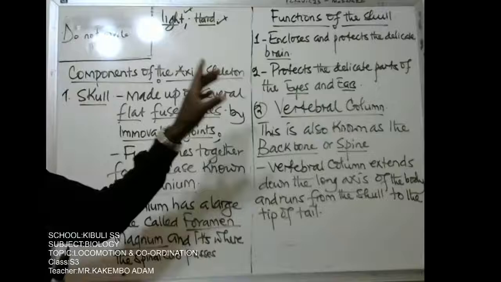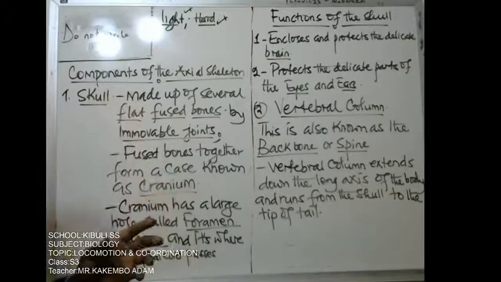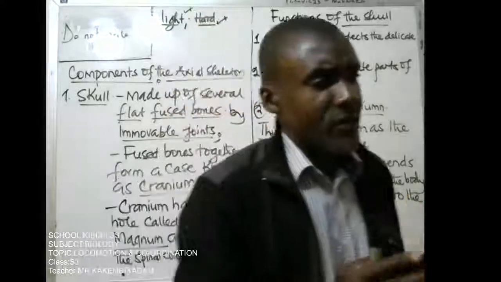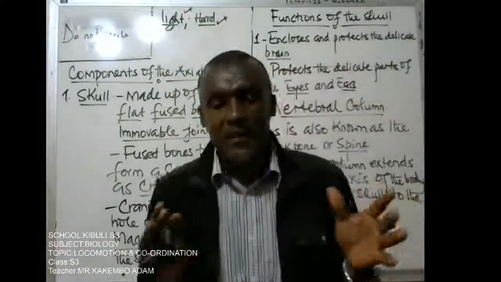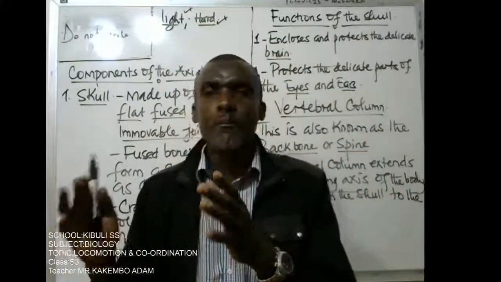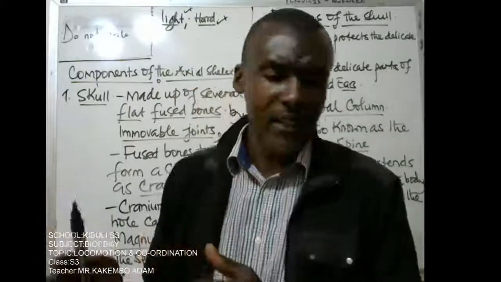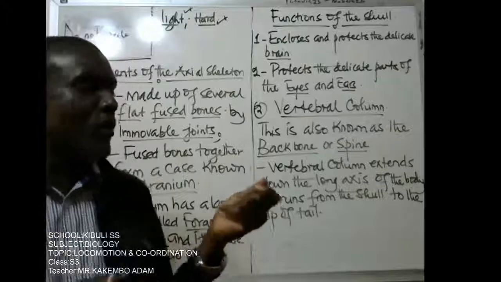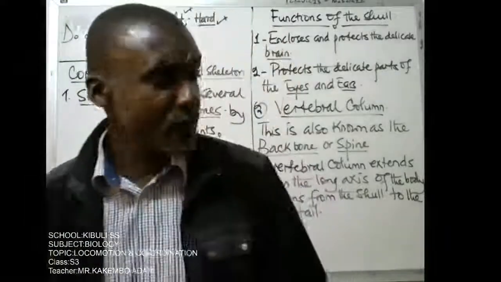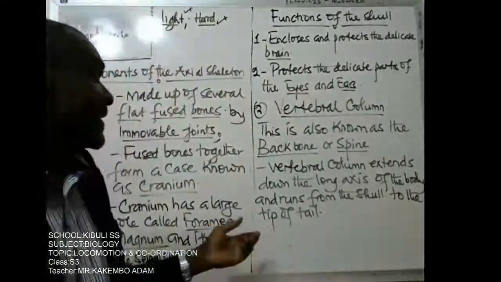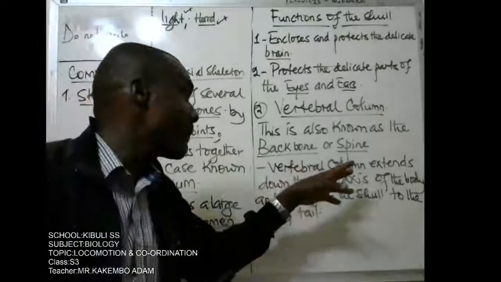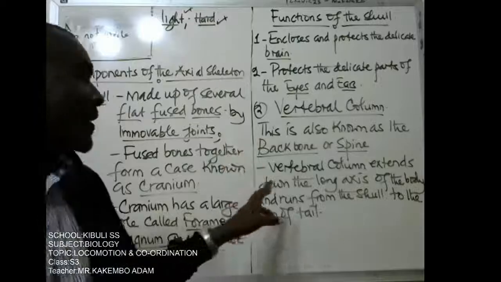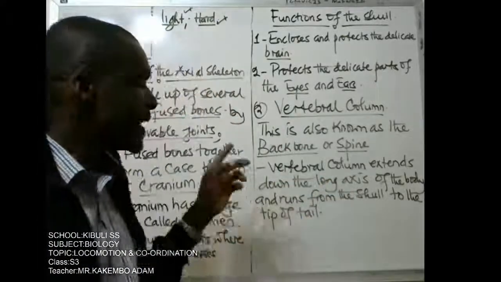Remember, we are talking about the mammalian skeleton. However, our tail disappears as growth takes place during fetal development. The tail disappears with time, then it is reduced into a small, short bone. That's why we are considering that as a tail. So the vertebral column extends down the long axis of the body, runs from the skull to the tip of the tail.